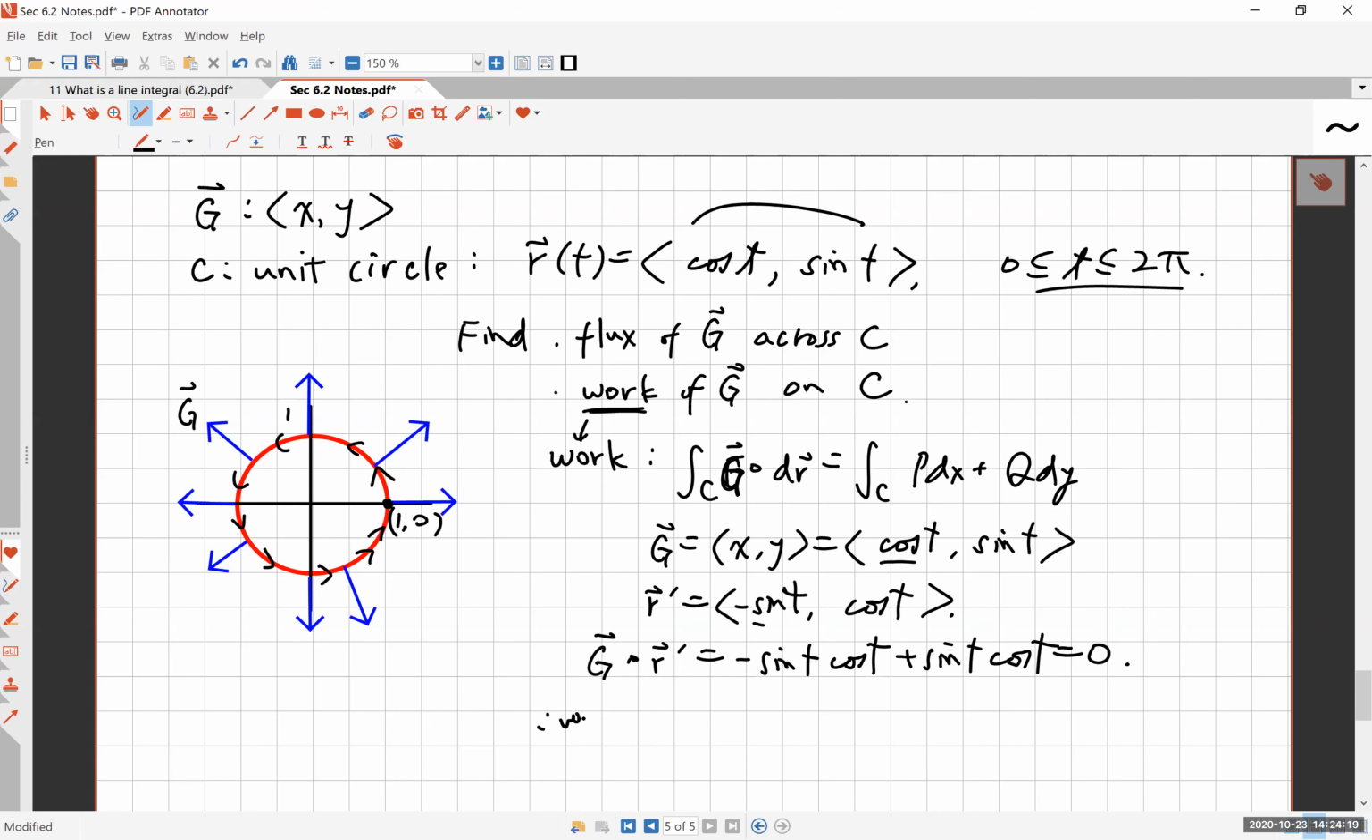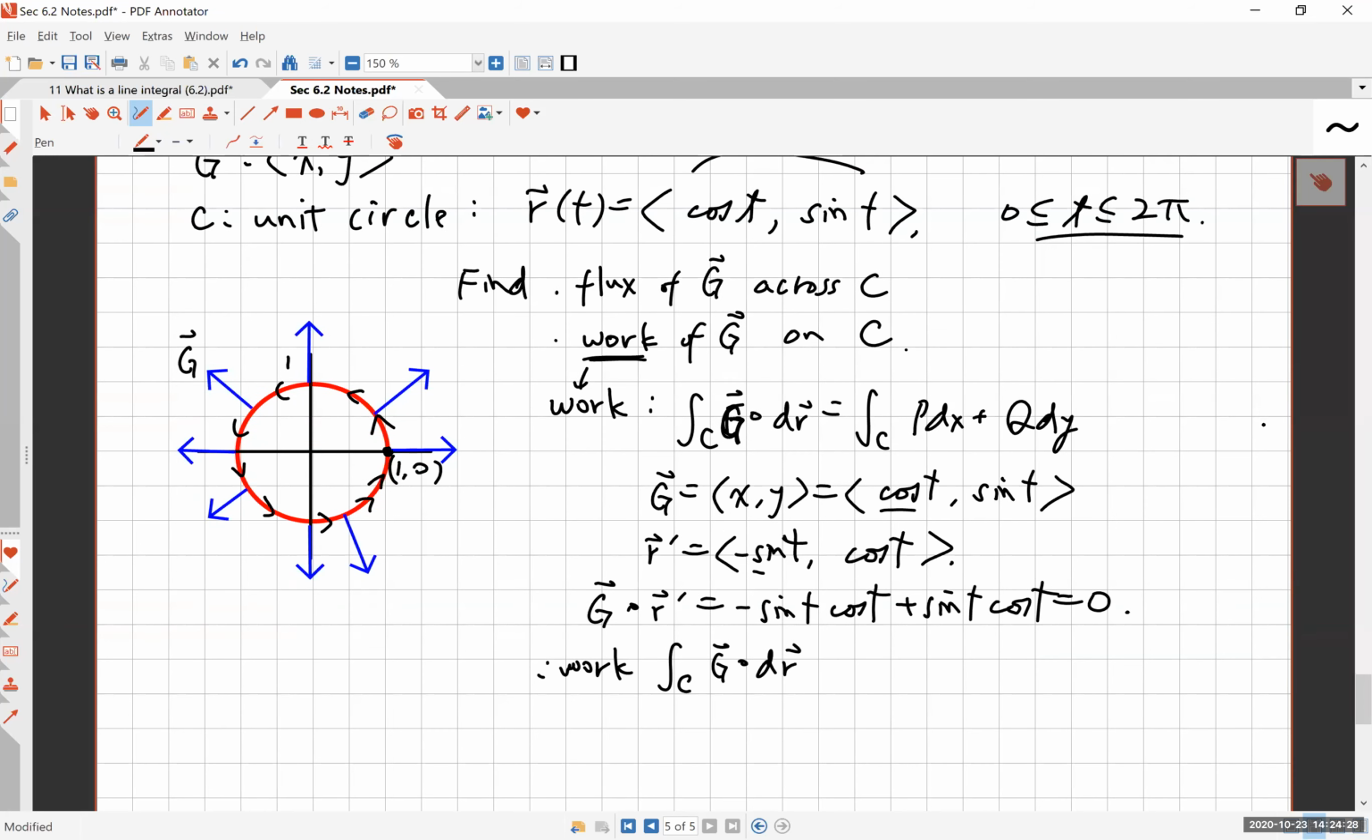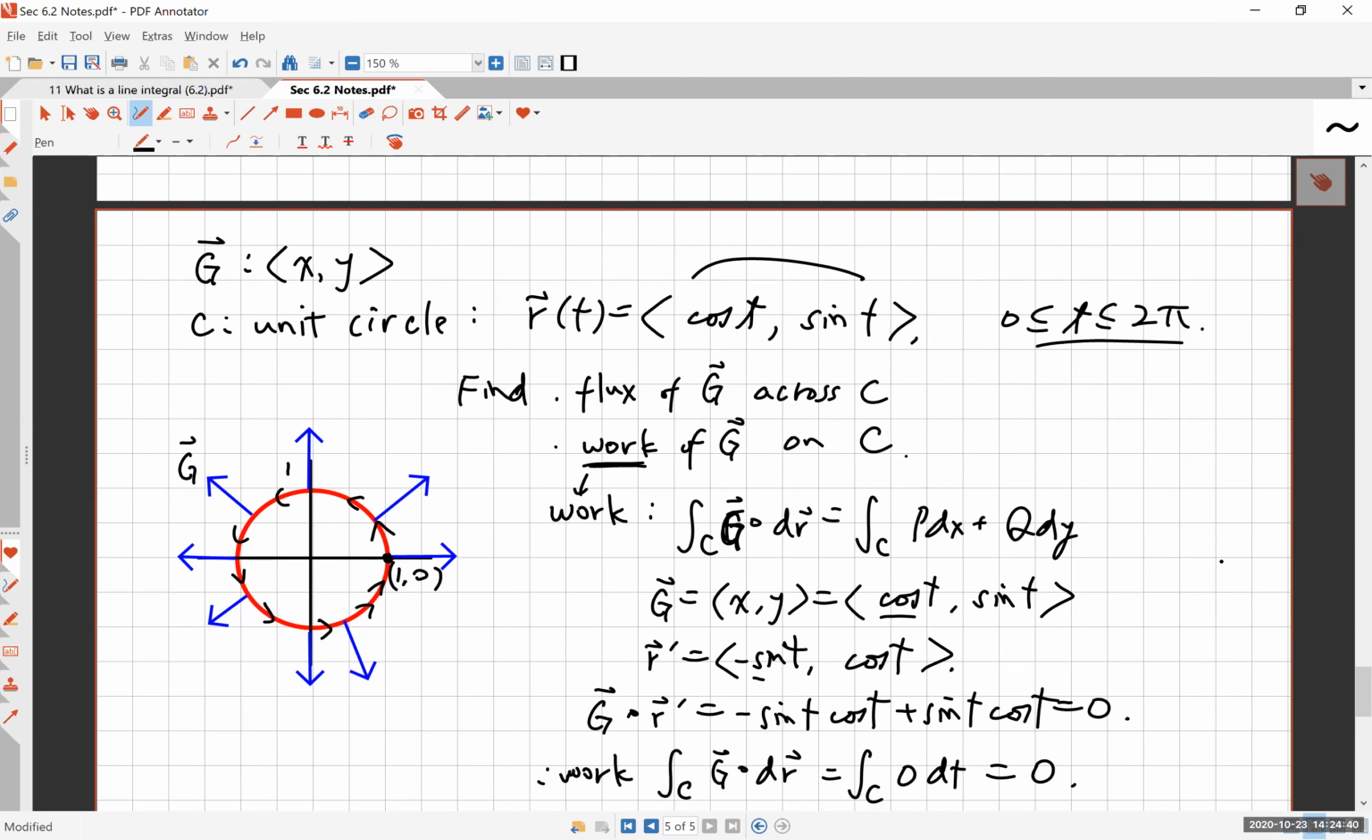And therefore, the work done by G as this object moves along this circle is actually the integral of 0 dt, which is 0. And this should make sense because what I did here is I drew with these green arrows what G is. At this point 1, 0, G is 1, 0. At the point 0, 1, G is 0, 1, right? So it's going away from the origin at every single point.